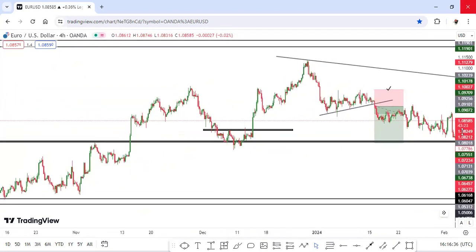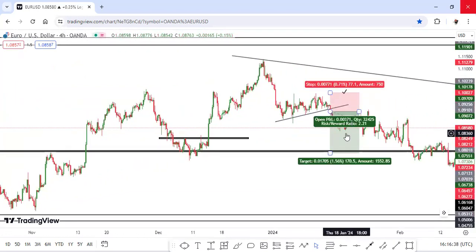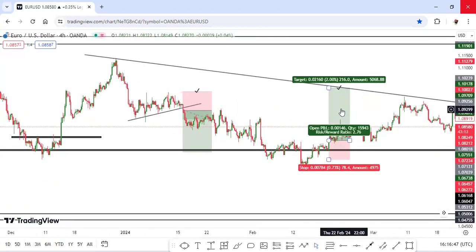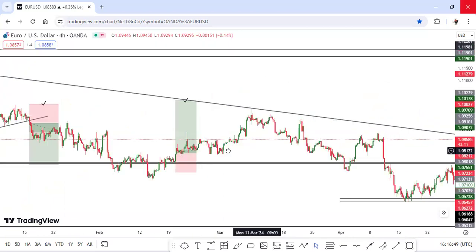You can see also here, this is 1:2. I don't trade anything less than 1:2. You can see the moment the price broke below my counter trend line, the market dived down immediately. And you can also see here, this one was another strategy I used.